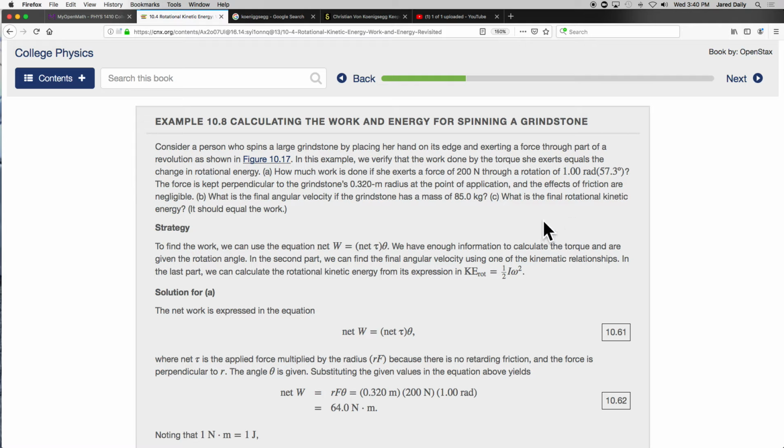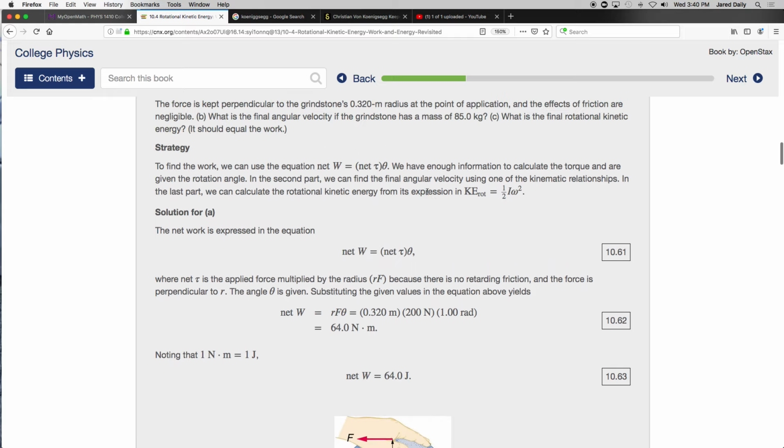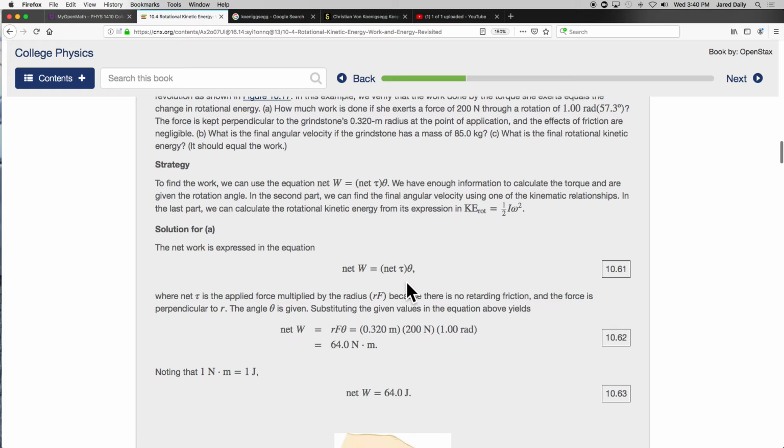The radius is 0.320 meters at the point of application, and friction is negligible. We want to find the work, the final angular velocity, and the final rotational kinetic energy. The net work is going to be the torque times the amount of angle it goes through. They say that it's 1 radian of angle, so that theta is going to be 1.